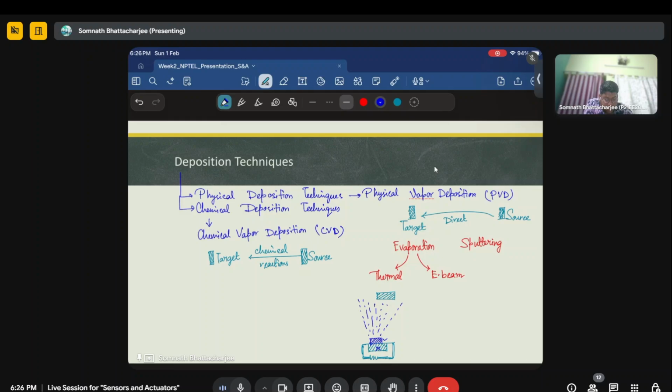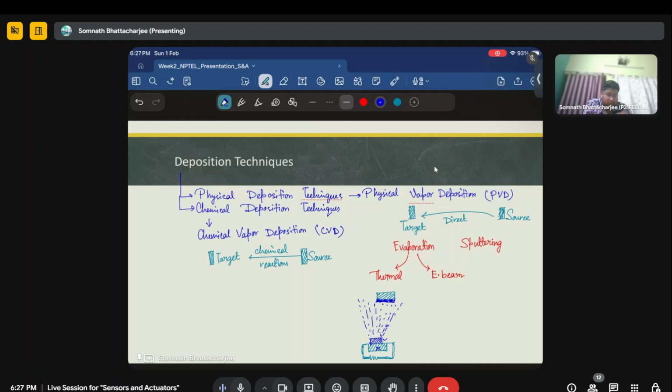With a very high vacuum, that is 10 to the minus 6 torr, there will be a deposition of a thin layer of this material onto the substrate. This process is normally known as the thermal evaporation technique, and we'll learn more about this later.